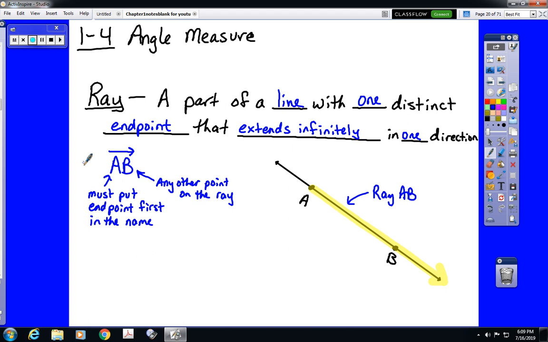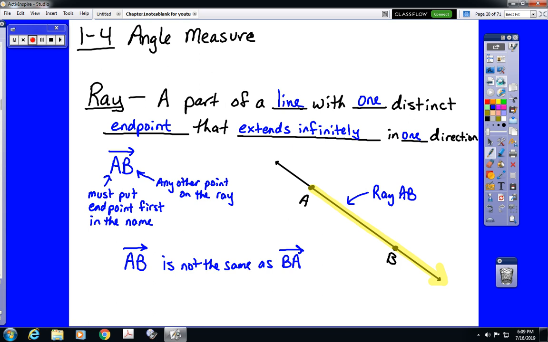Now please note that that is not the same as ray BA. Ray AB is not the same as ray BA, which would start at B and pass through A. It would go in the opposite direction. Okay, so we have that as a new term, ray AB, and we've discussed the notation for naming it.